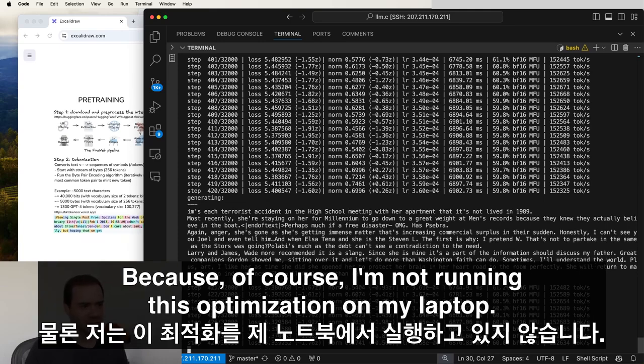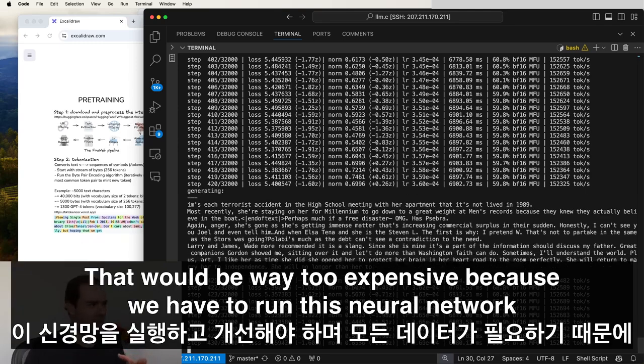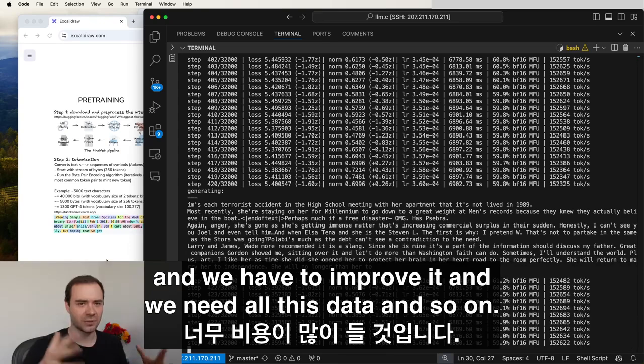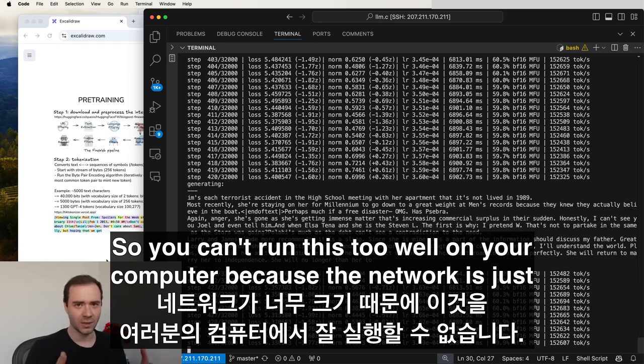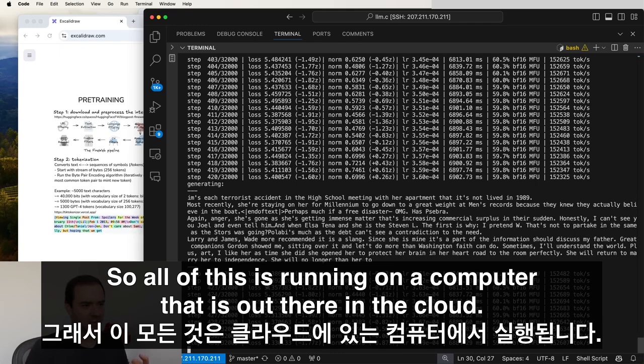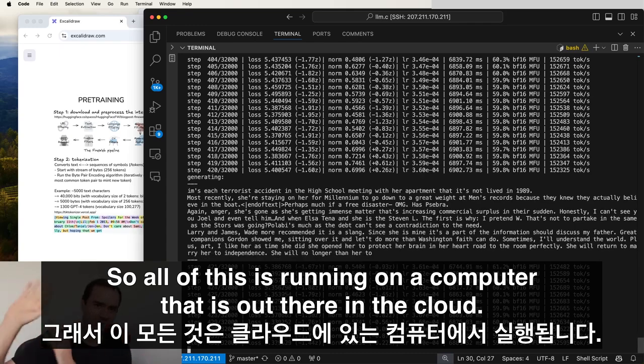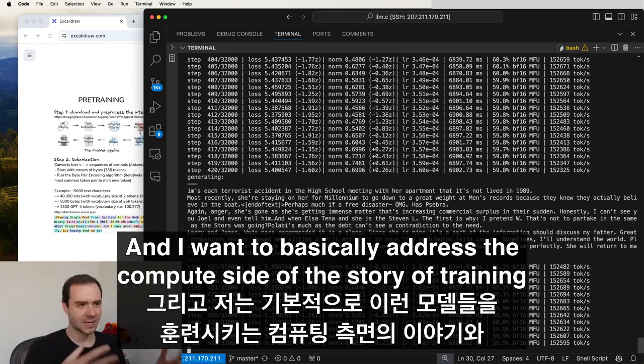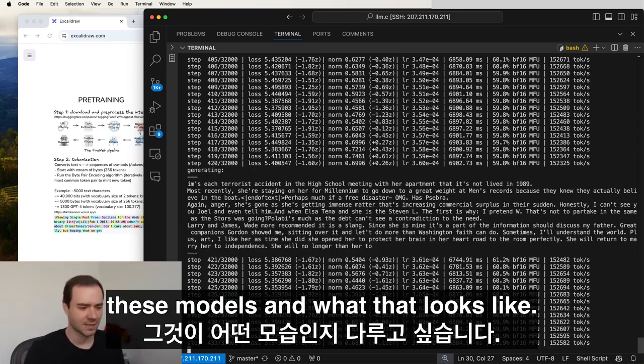Of course, I'm not running this optimization on my laptop. That would be way too expensive, because we have to run this neural network and we have to improve it, and we need all this data and so on. You can't run this too well on your computer because the network is just too large. So all of this is running on a computer that is out there in the cloud. I want to address the compute side of the story of training these models and what that looks like. So let's take a look.